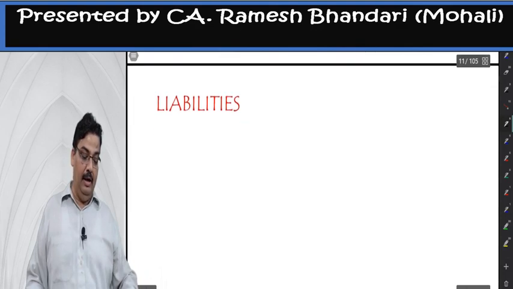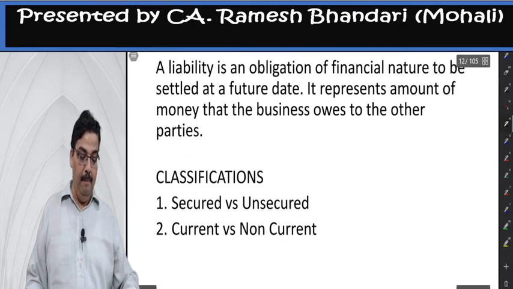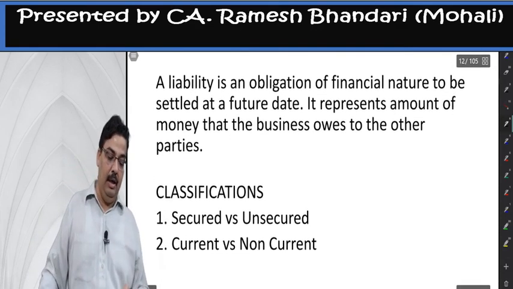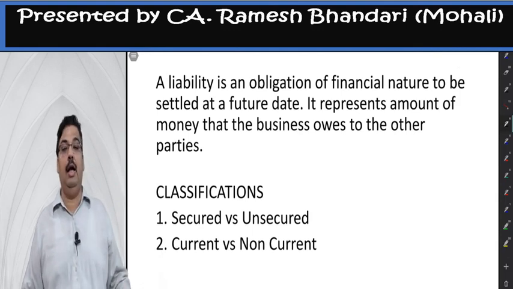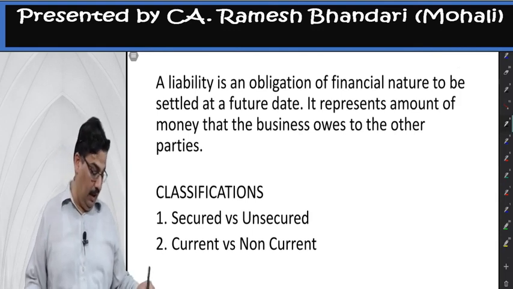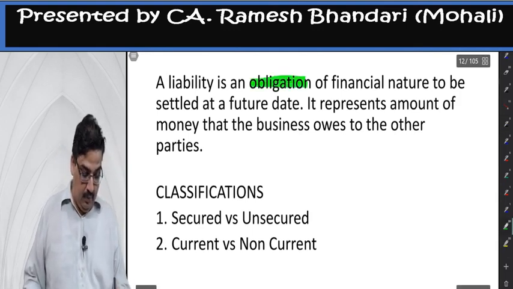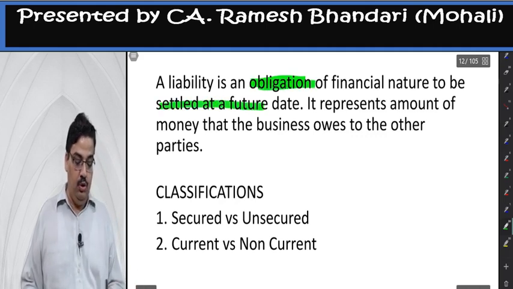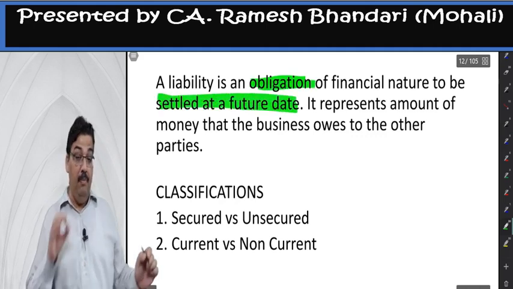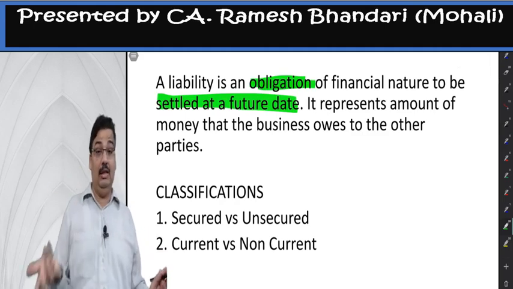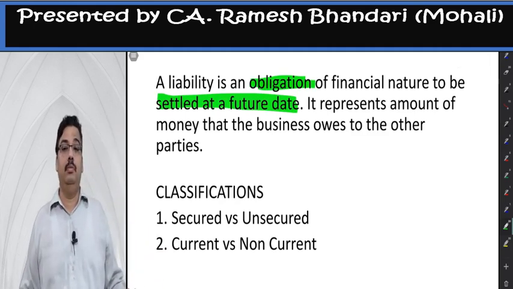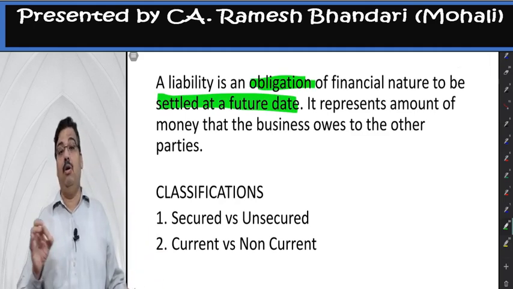Getting on to liabilities. Meaning of liability: a liability is an obligation of financial nature to be settled at a future date. You have an obligation which is to be settled at a future date. Now it may be with interest or without interest.